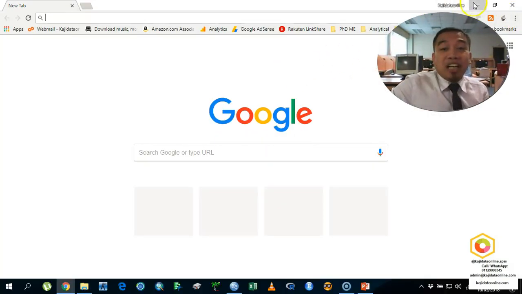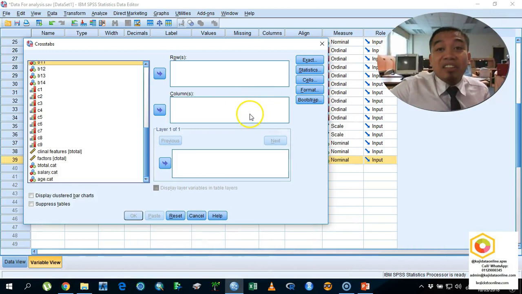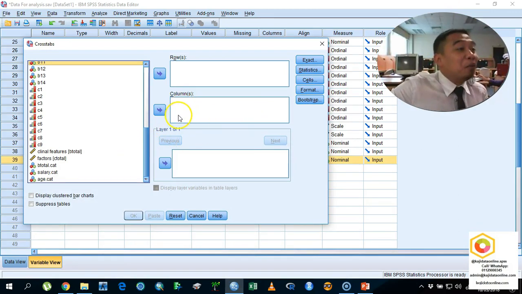You want me to conduct it using manual or computerized? Okay, computerized will be explained now. Okay, to do that is very simple.